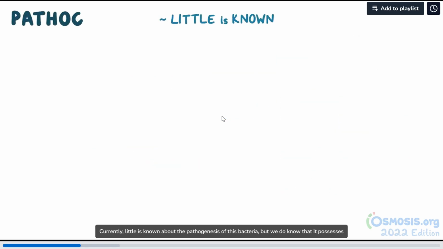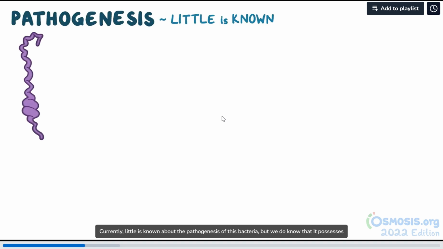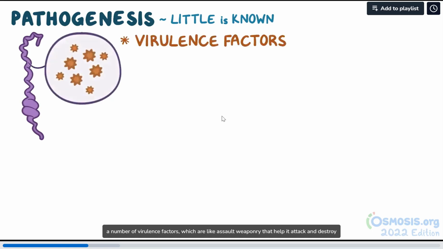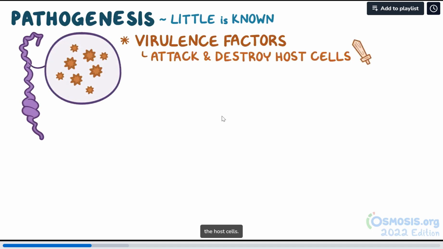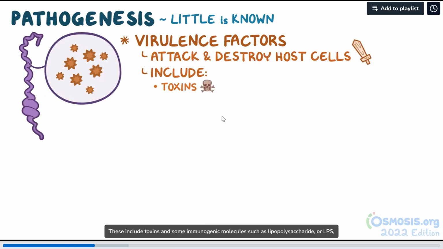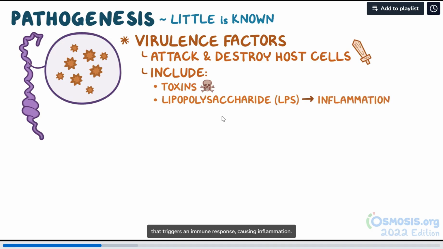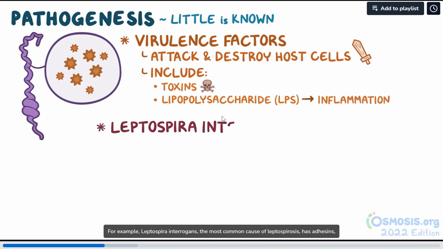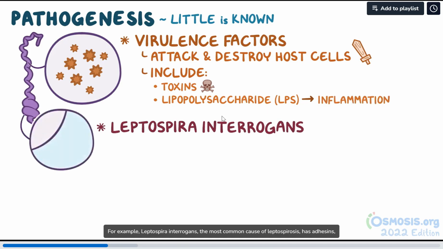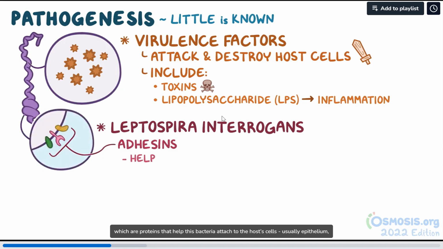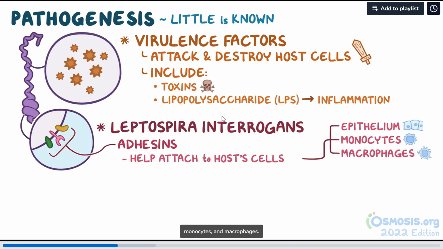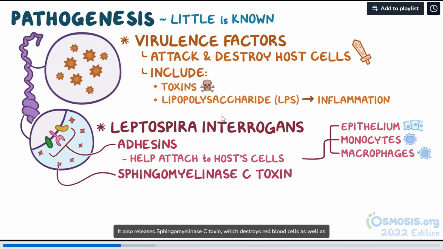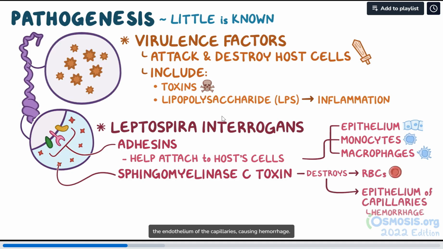Currently, little is known about the pathogenesis of this bacterium, but we do know that it possesses a number of virulence factors, which are like assault weaponry that help it attack and destroy the host cells. These include toxins and some immunogenic molecules, like lipopolysaccharide, or LPS, that triggers an immune response, causing inflammation. For example, Leptospira interrogans, the most common cause of leptospirosis, has adhesins, which are proteins that help this bacteria attach to the host cells, usually epithelium, monocytes, and macrophages. It also releases sphingomyelinase C toxin, which destroys red blood cells as well as the endothelium of the capillaries, which causes hemorrhage.